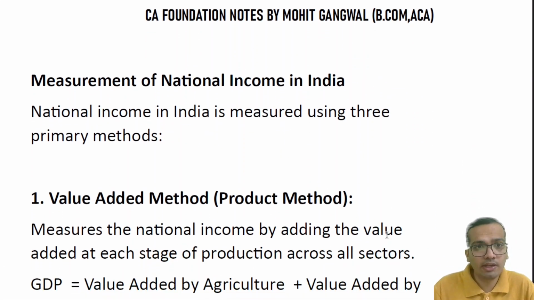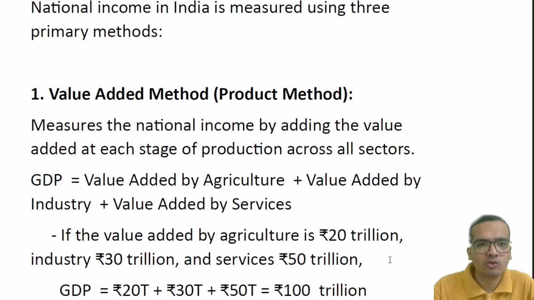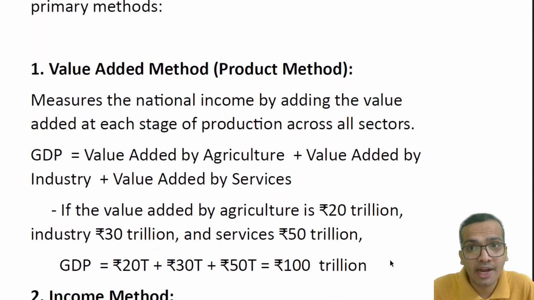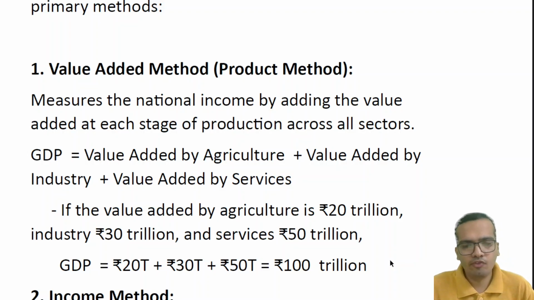Then comes another topic, measurement of national income in India. So national income in India is measured using three primary methods. So the first one is the value added method or product method. It measures the national income by adding the value added at each stage of production across sectors. So it measures the value added to a good or product. Suppose we consider, say, farm goods.